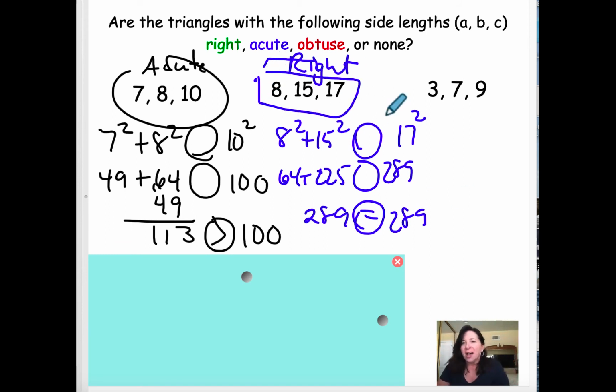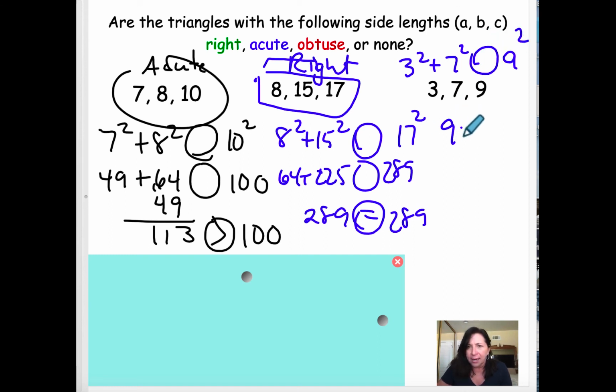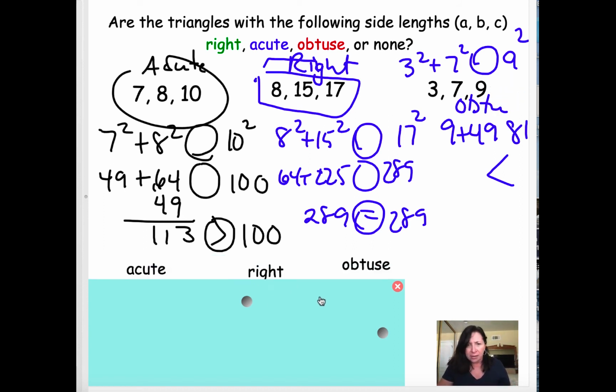So that works. In this one, we have 3, 7, and 9. We're going to go 3 squared plus 7 squared compared to 9 squared. So we've got 9 plus 49, which is 58, and then we've got 81. So obviously 81, my hypotenuse squared, my c squared, is larger, which would make this an obtuse triangle, okay? And I think that's what this stuff is.